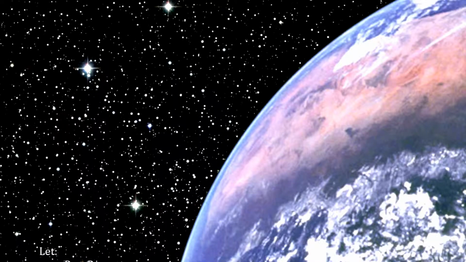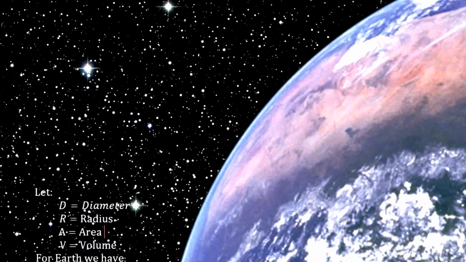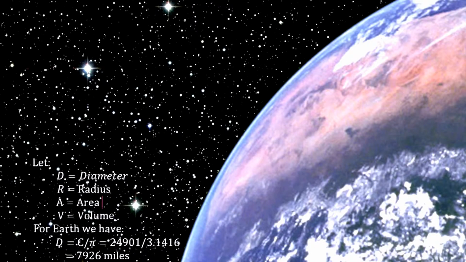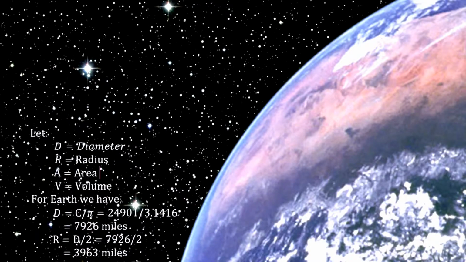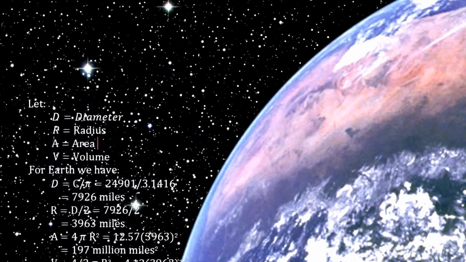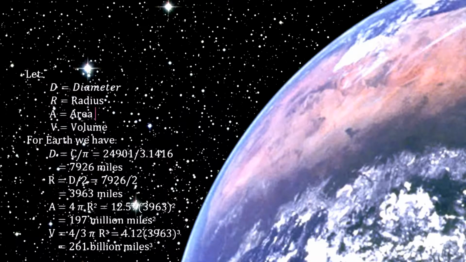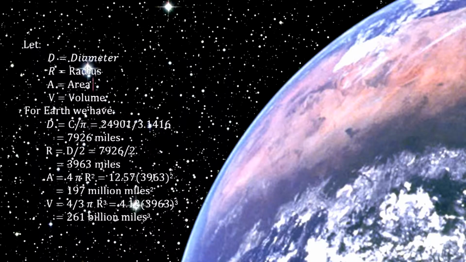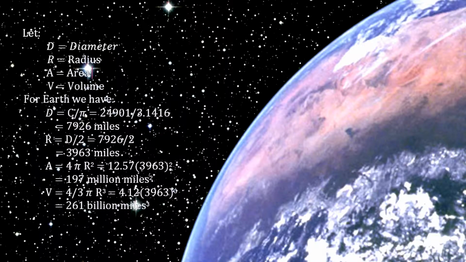Once we have the circumference, geometry gives us the rest. For a spherical Earth, the diameter is equal to the circumference divided by pi. That's 7,926 miles. The radius is half the diameter, so it's 3,963 miles. The surface area is 4 times the radius squared times pi. That's 196 million square miles. And the volume is 4/3 the radius cubed times pi. That's 260 billion cubic miles.